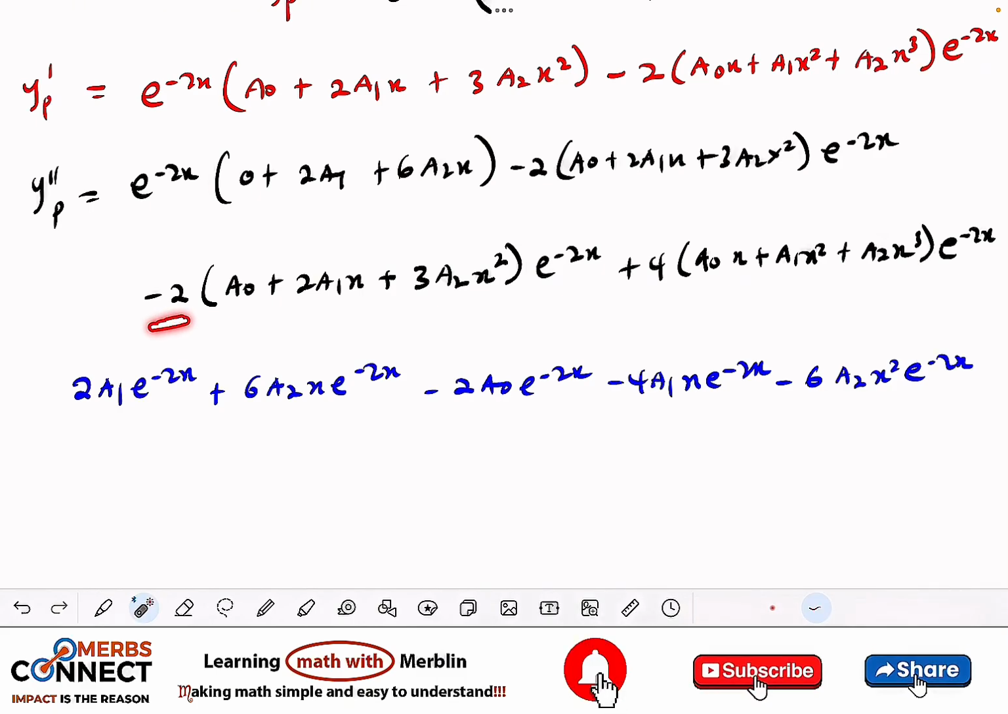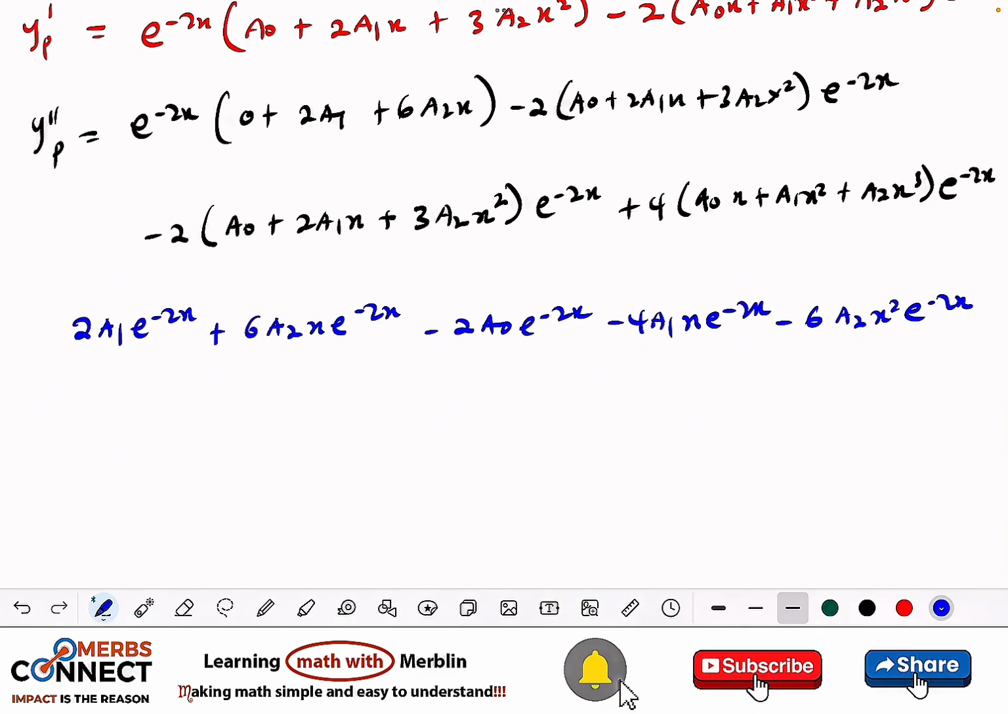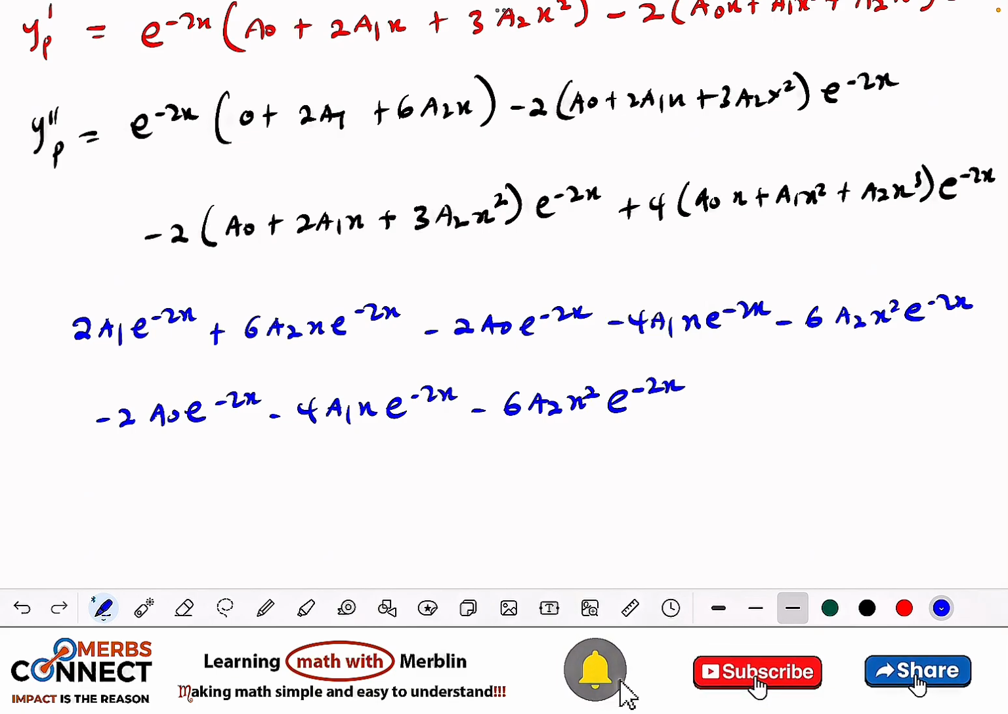Then multiply through by minus 2 again here. So I'm going to have minus 2 a naught e to the power minus 2x, minus 4 a1 x e to the power minus 2x, minus 6 a2 x squared e to the power minus 2x. Good, so this is what I'm going to get.